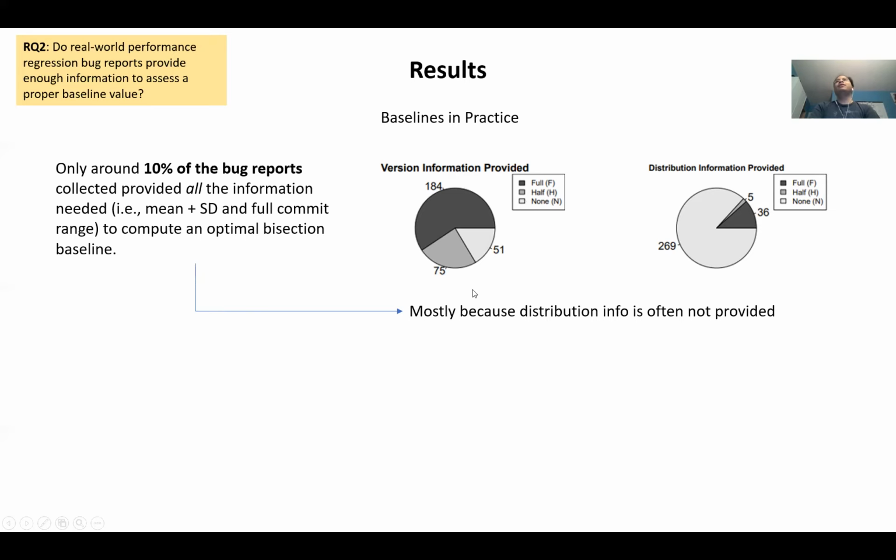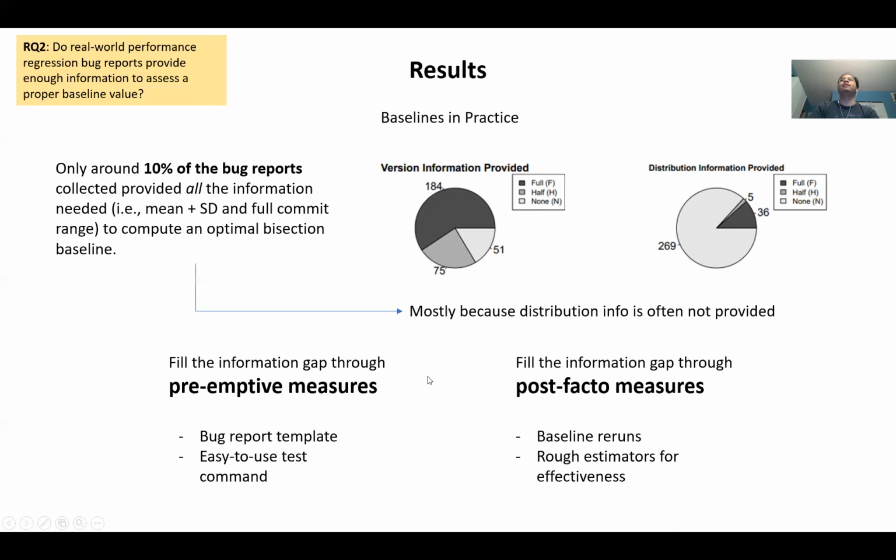And this is understandable, but at the same time concerning, right? Because what that basically means is that you're not able to fully compute the effectiveness, because these are some of the important properties that you need in order to compute the effectiveness. Okay, so what are some of the measures that we can take to fill this information gap?